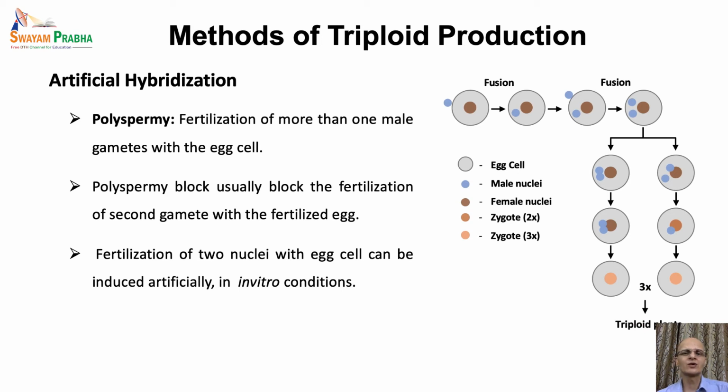Though very little work has been done in this direction, that is, the artificial induction of triploidy by artificial polyspermy, it has huge potential to contribute to the development of triploids.